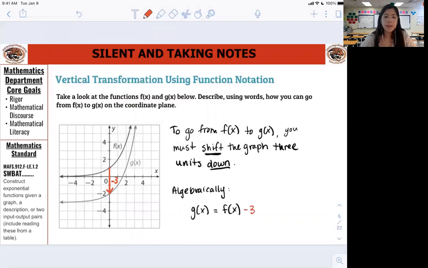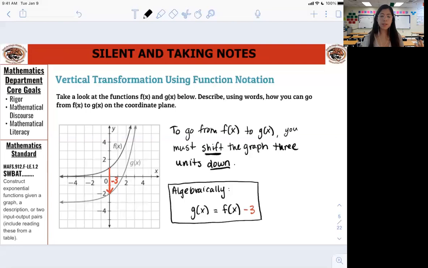g of x is f of x minus 3, because it's just telling me, take f of x and shift it down 3 units. And the reason I want to bring this up is because on a test, that's what it's going to look like. On a test, you're going to see it algebraically rather than using up all of those words.